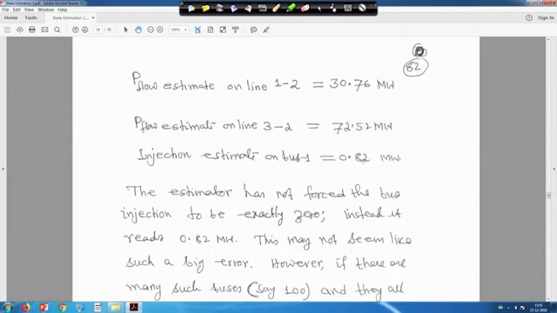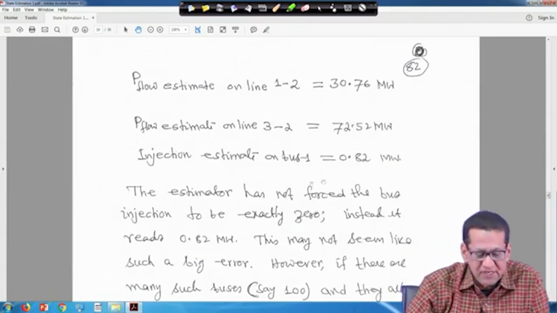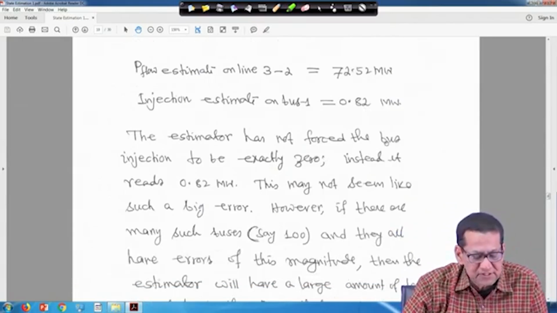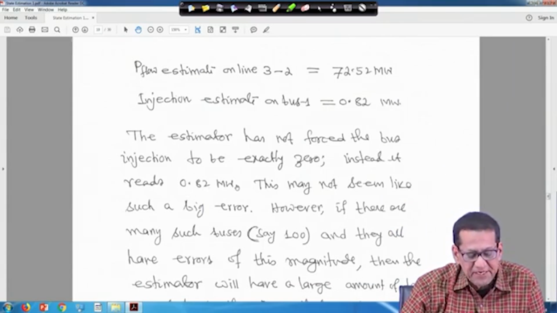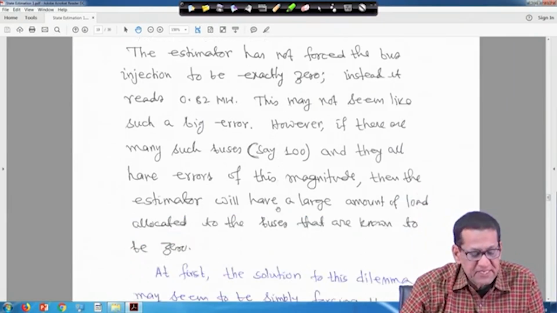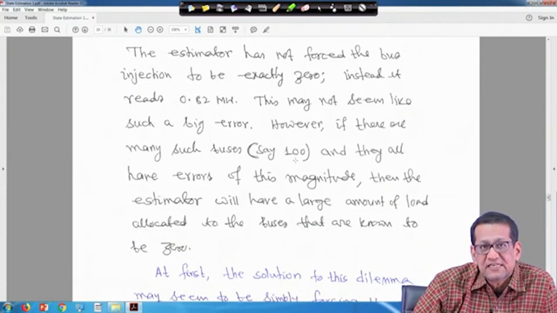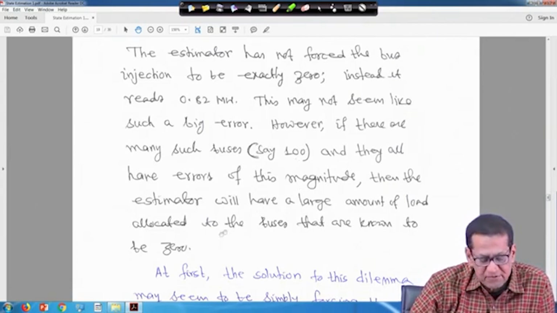That means it is not 0, although we expect it to be 0; it is showing 0.82 megawatt. In a power system you have a huge number of measurements, so the gross error will be quite large. The estimator has not forced the bus injection to be exactly 0; instead it reads 0.82 megawatt. This may not seem like such a big error. However, if there are many such buses, say 100 buses in a network, and they all have errors of this magnitude, then the estimator will have a large amount of load allocated to buses that are known to be 0.